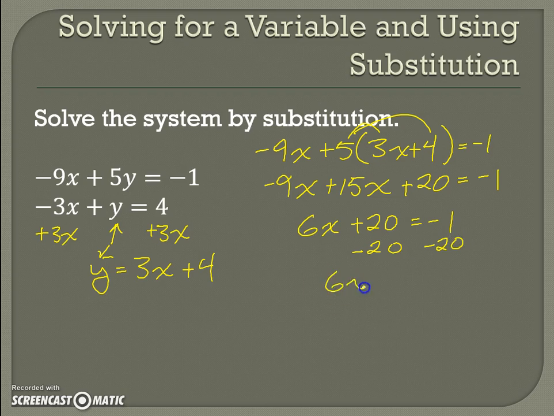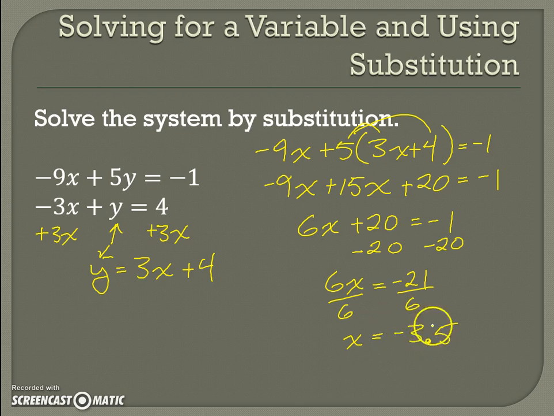6x was negative 21, divide both by 6, and x equals negative 3.5. All right, so there is that.